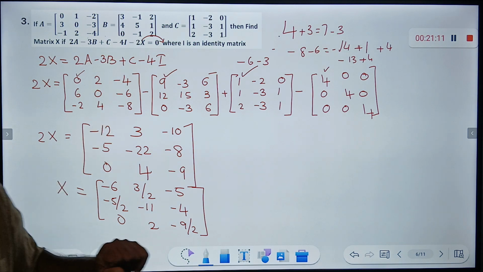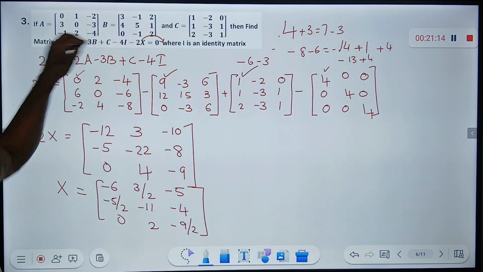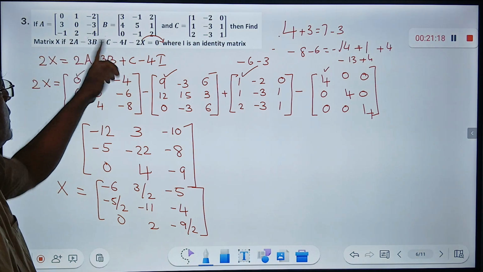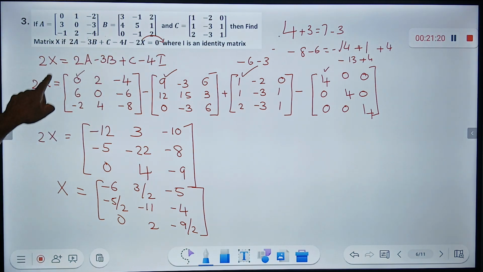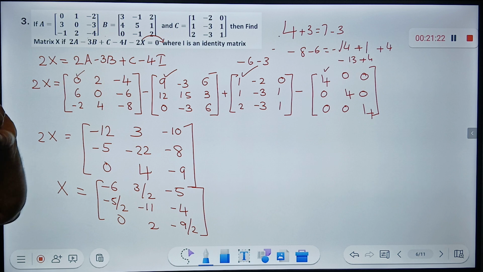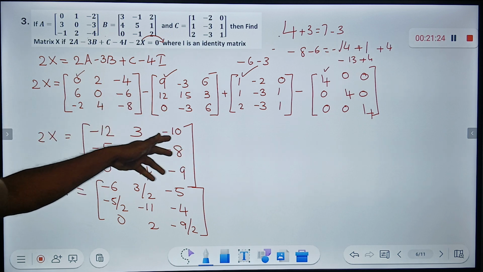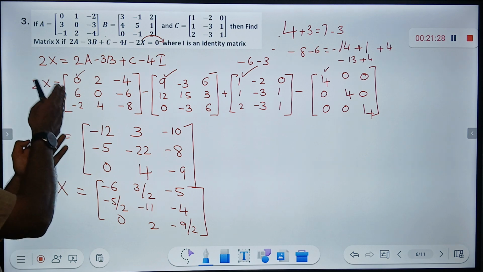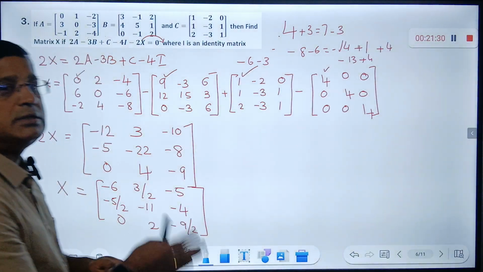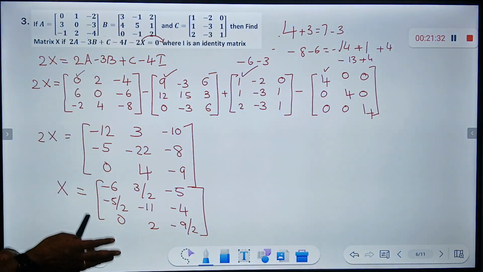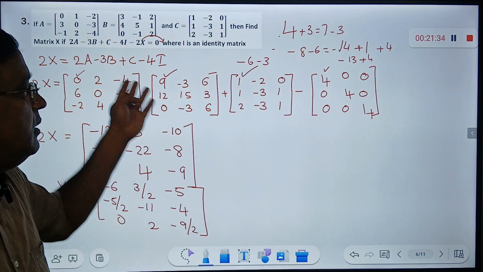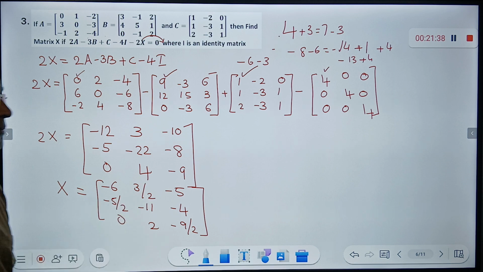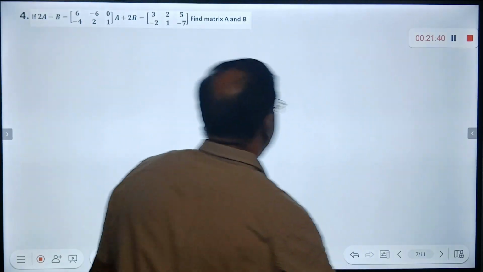I hope this is clear. Very, very simple. See, you are able to solve equations like this. So, all that you are doing is taking 2x that side. 2x is equal to 2a minus 3b plus c. It is a little tedious, but it is not difficult. If you remember only one thing, that corresponding elements should be added or subtracted. Once you understand that, then it is only time consuming, but the process is very, very simple. Now let's go to the next question.